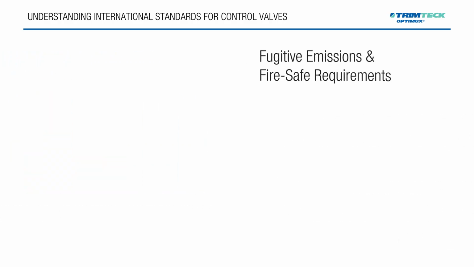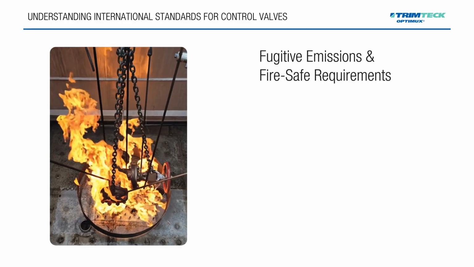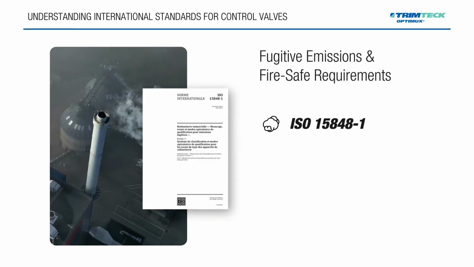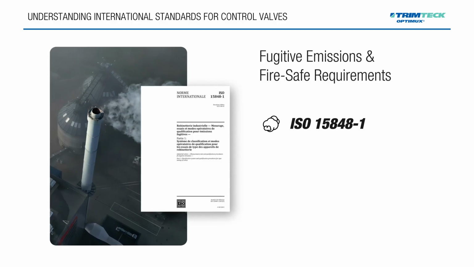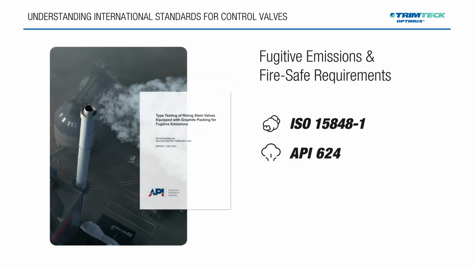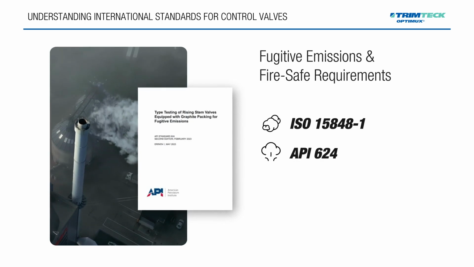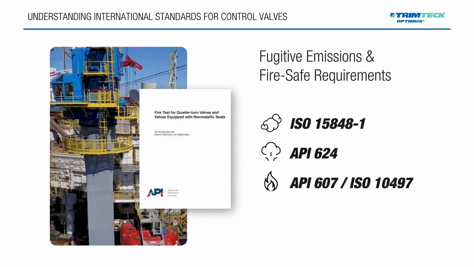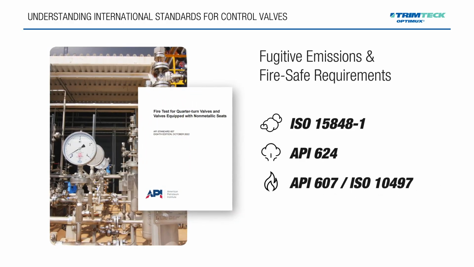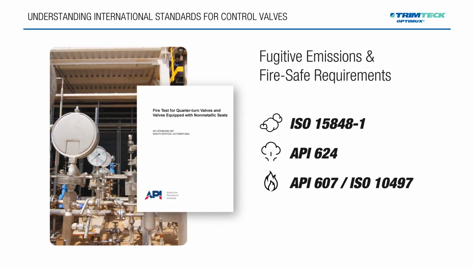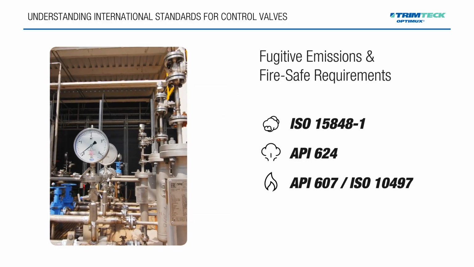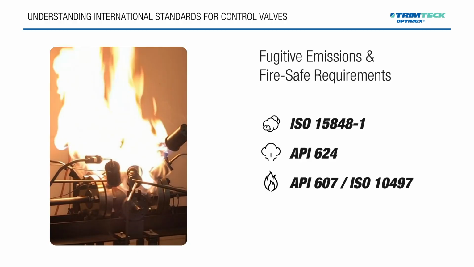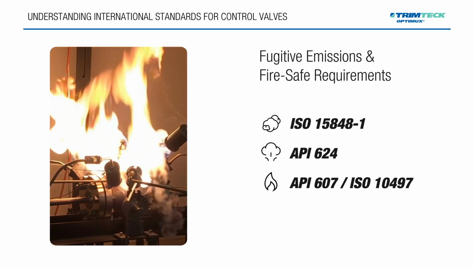Fugitive emissions and fire-safe requirements. Valves in critical environments must often meet ISO 15848-1 for fugitive emissions performance through valve packing. API 624, North American standard for emissions from rising stem valves. API 607, ISO 10497, fire testing for soft-seated and metal-seated on-off valves. These standards are particularly important for valves handling hazardous or flammable media where leakage, even through the stem, must be minimized.